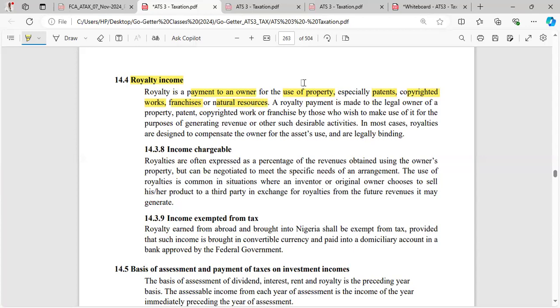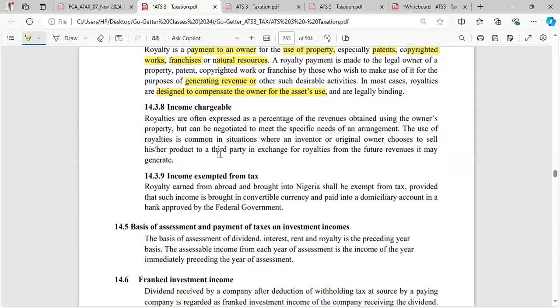A royalty payment is made to the legal owner of all of these things for the purpose of generating revenue. In most cases, royalties are designed to compensate the owner for the asset use. So, like in the case of natural resources, these companies that are drilling are compensating the Nigerian government for using these natural resources. Income chargeable.